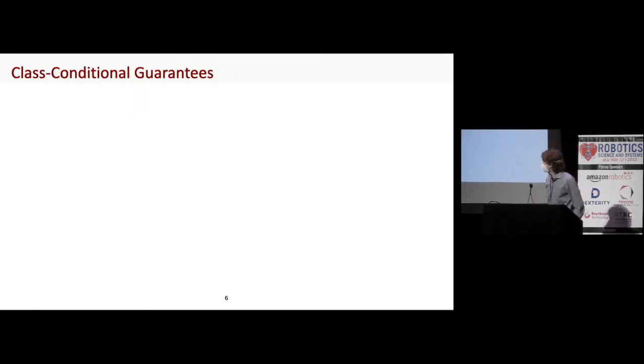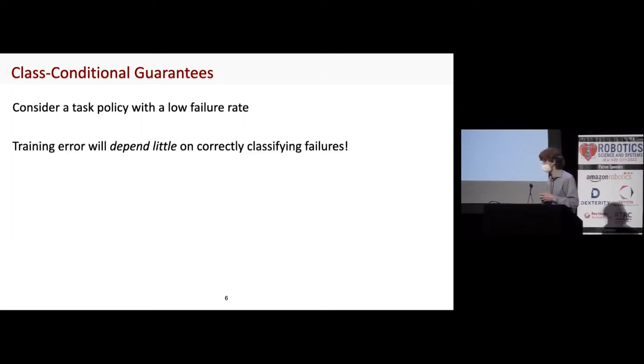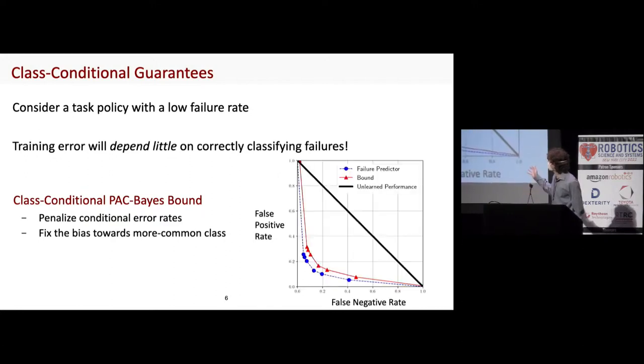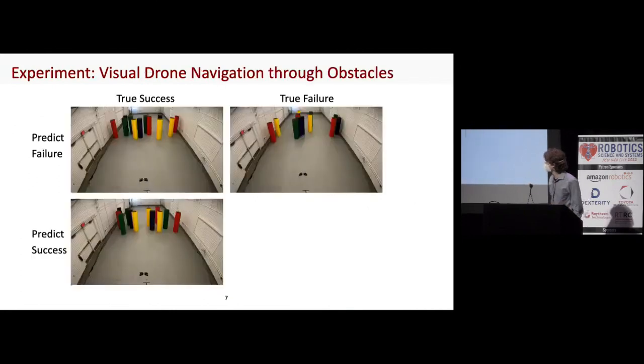However, this runs into a slight hitch, which is that if we assume that we have a good policy with a low failure rate, most of the training examples will be successes, and the error won't depend on the actual failures that we want to classify. In order to get around this, we motivate a class-conditional PAC-Bayes bound in which we minimize the conditional error rates, and this helps us control for the bias towards the more common class. We show here an example for drone navigation, which we'll discuss in the experiments, where we see the true performance in blue and then the bound in red for minimizing varying weights of the conditional errors.